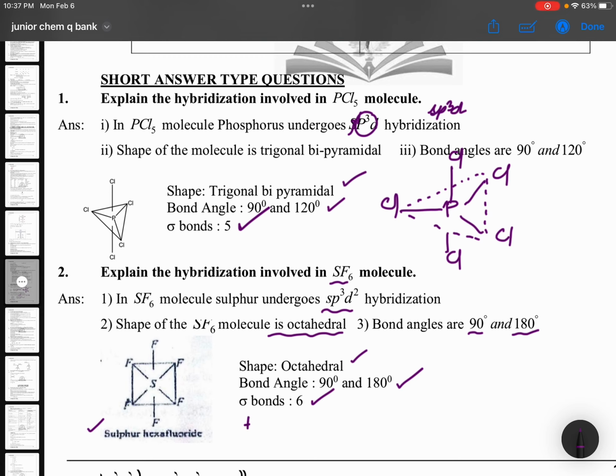Mention this very clearly. Hybridization, sp3d2. If you mention like this, the paper evaluation person will see only this data. They won't read all the nonsense what you write. Okay.